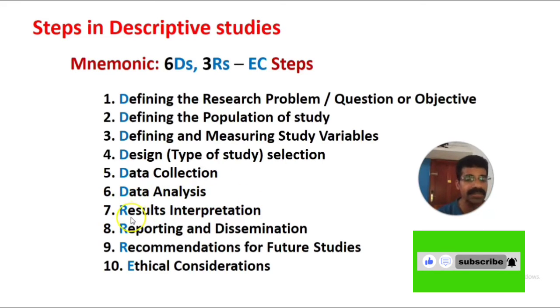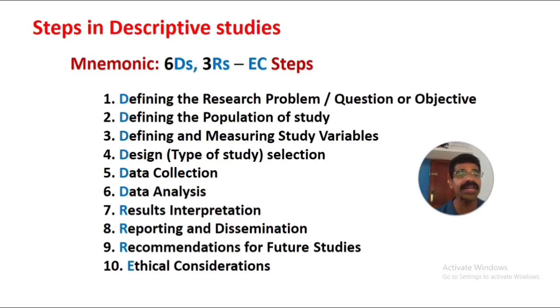Then 3 R's. The first R stands for result interpretation. Second R stands for reporting and dissemination. Third R stands for recommendation for future studies or further studies. And the last step, the 10th step, is EC, that is ethical consideration. So in this way you can remember the 10 steps in descriptive studies. Let us explain in detail about these 10 steps of descriptive studies.